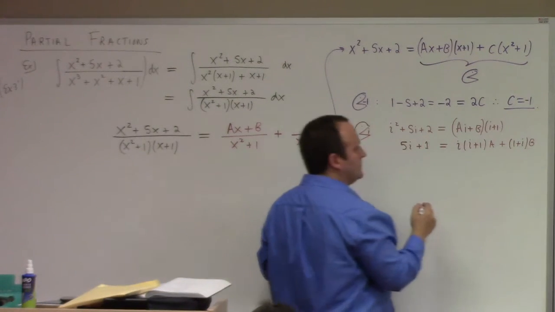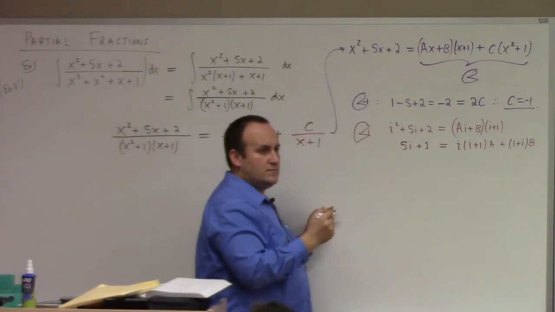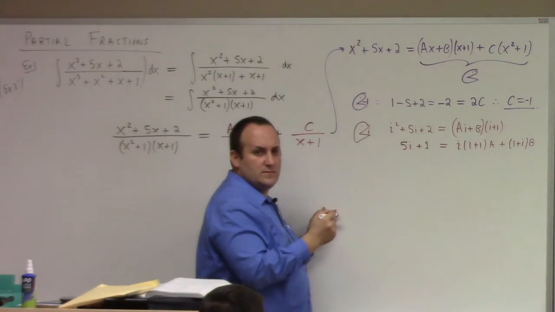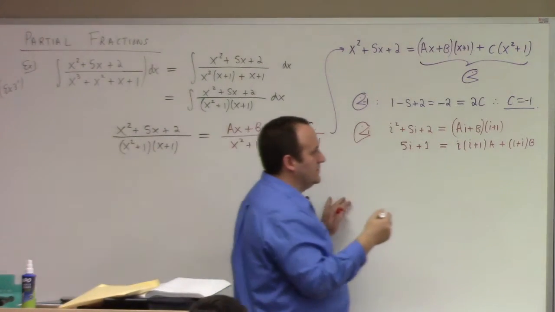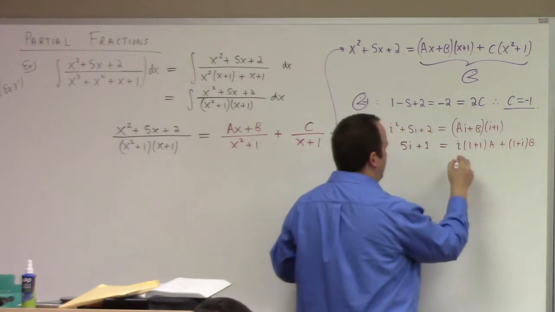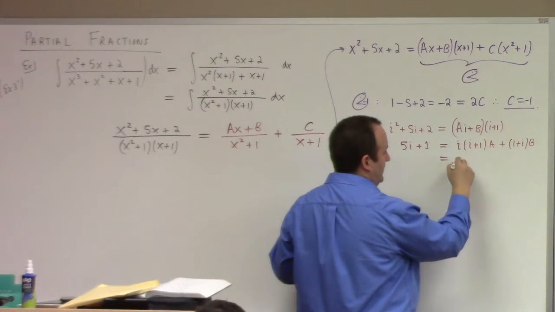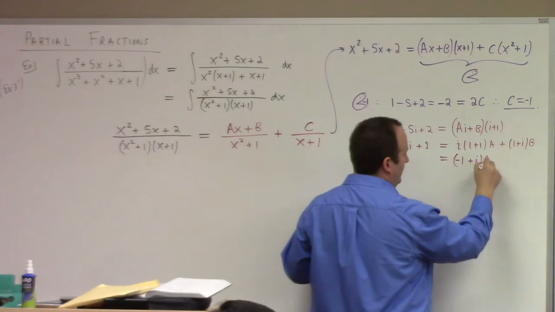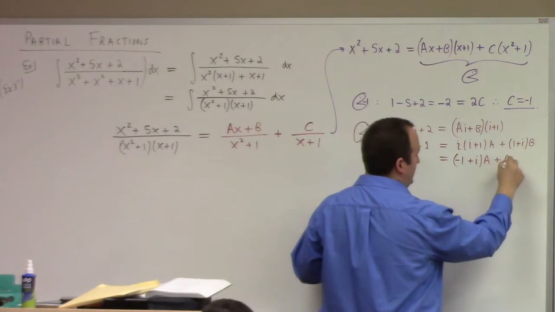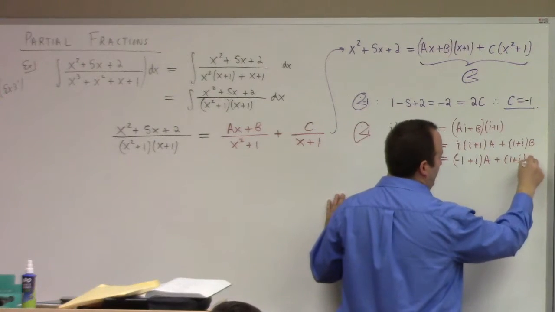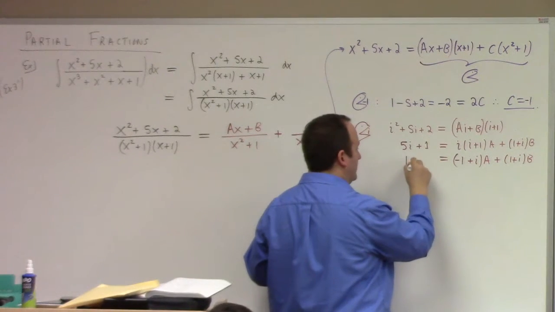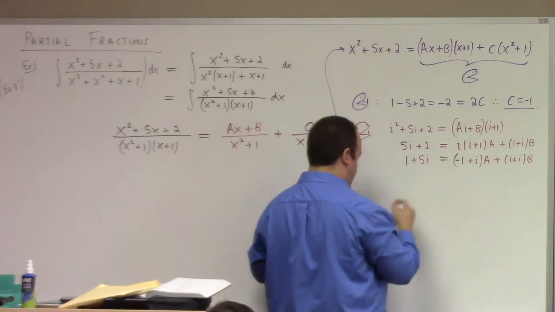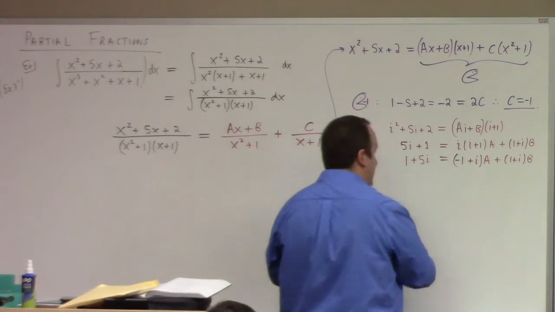Is there a question? What's going on? Okay. So you could simplify this a little bit, right? This is minus 1 plus i times a, plus 1 plus i times b. That's about all I can do at the moment. So there's that one.